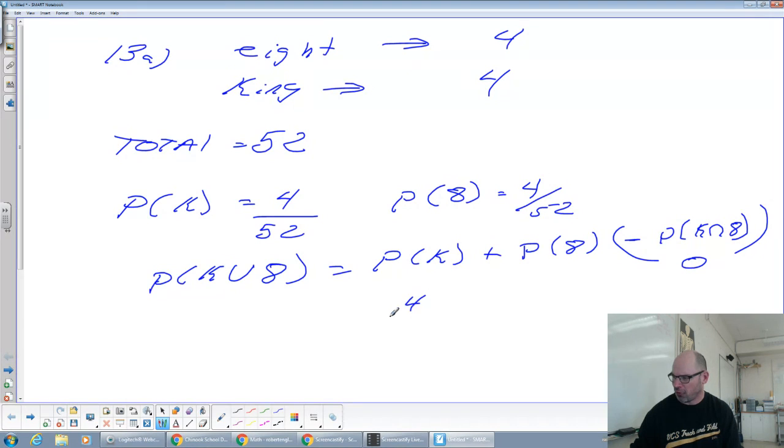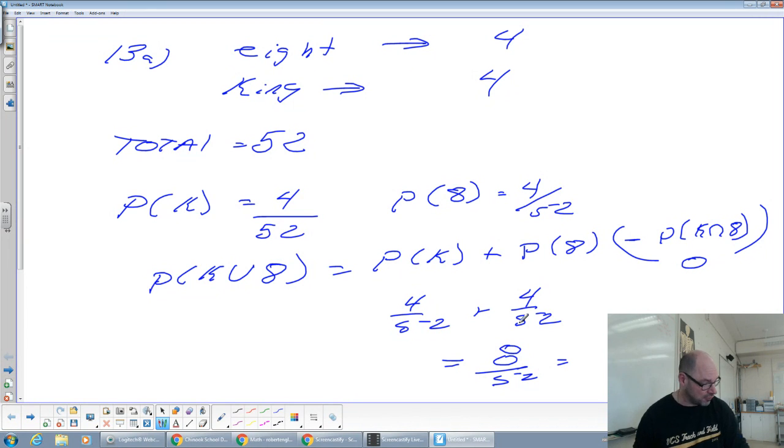So that would just be 4 over 52 plus 4 over 52 minus nothing. So your probability should be 8 over 52, which if we reduce that down, we can divide 8 into 52, I think. Let's just check to make sure. 8 divided into 52. So 2 out of 13 or 0.015. Okay, so that's the first part of it.